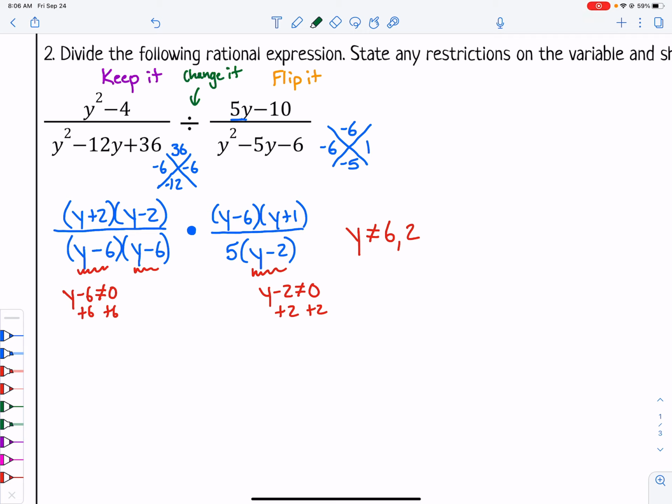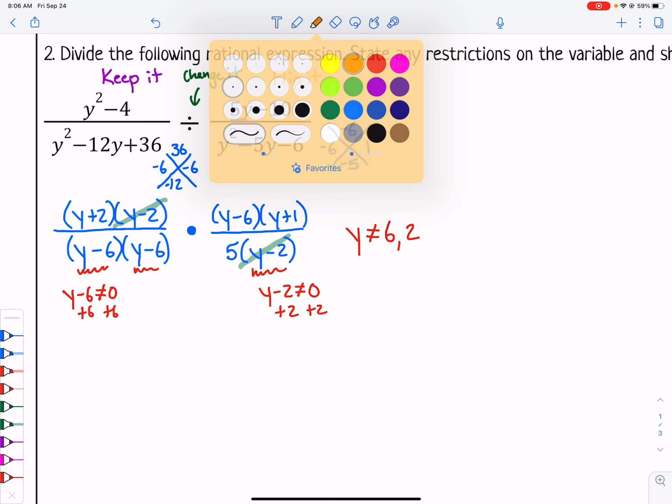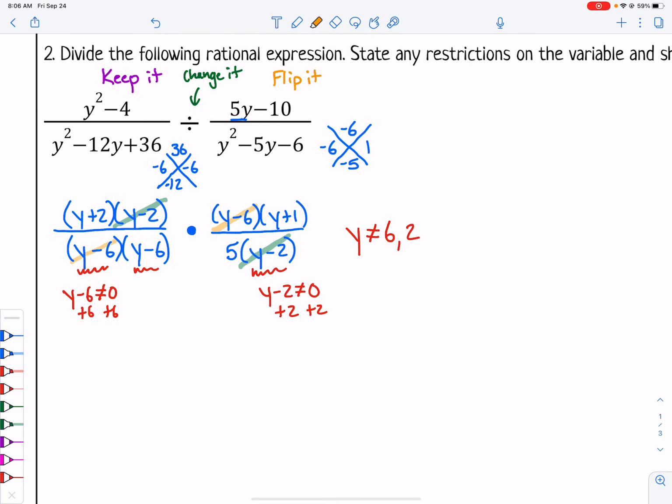And then let's cancel out common factors that we have in the numerator and the denominator. So we have y minus 2, 1 in the numerator, 1 in the denominator. We have y minus 6, just 1 in the numerator and 1 in the denominator. They do not all three cancel out. And then let's write what we have left, our simplified form. So in the numerator, I see I have y plus 2 and y plus 1 left over.